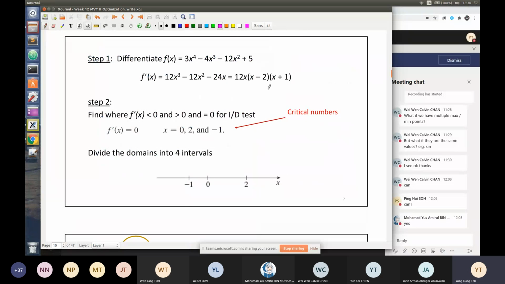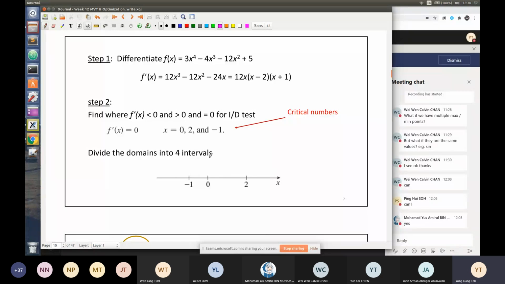So you set this f prime equals 0. Obviously you get x equals 0, x equals 2, and x equals -1. So you have your critical numbers or your stationary numbers, because you set f prime equals 0. All these are potential candidates for stationary points. Then you divide into 4 intervals, as you can see with -1, 0, and 2. How many intervals are there? 1, 2, 3, 4. So before -1, -1 to 0, 0 to 2, and after 2.